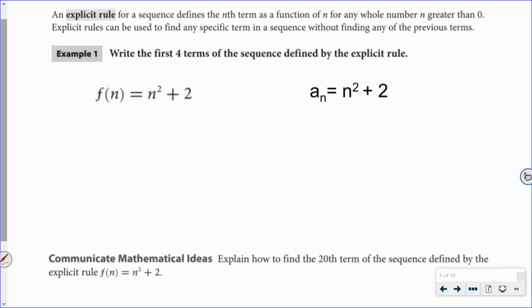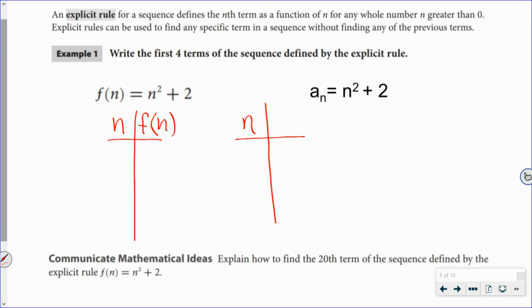So if I want to find the first 4 terms of this sequence, f of n equals n squared plus 2, the way I'm going to do it is I'm going to do a t-chart. And it doesn't matter which notation I use. I could say n and a sub n. It doesn't matter. As for the first 4 terms, it's simply 1, 2, 3, 4, like that. And then I substitute in the math.